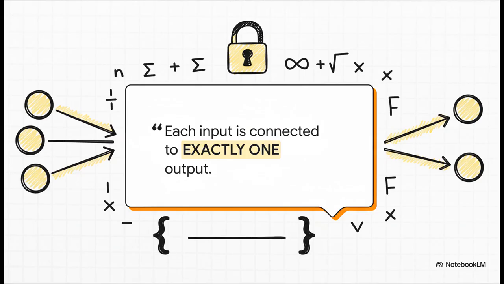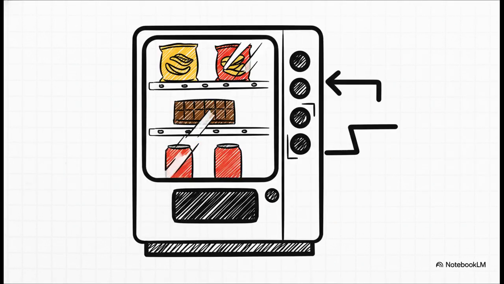And this is it. This is the golden rule, the one idea that makes functions so incredibly predictable and powerful. For every single input, you get exactly one output. That's it. No exceptions. No sometimes this, sometimes that. Just one clear, reliable answer. Every single time.